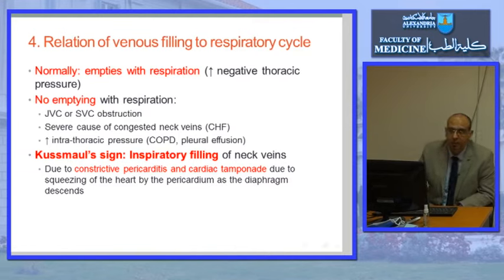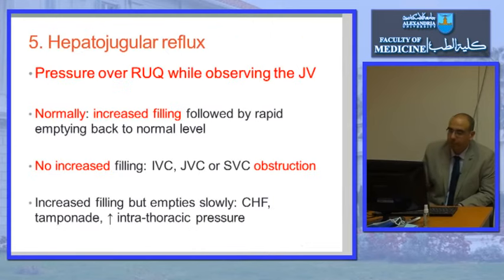This is a normal finding, but if I find that there is no emptying of neck veins during respiration, I should think of obstruction or severe cause in congestive heart failure or COPD or pleural effusion. But if I find that during inspiration there is filling, so inspiratory filling, while the patient is taking inspiration, the neck veins become filled or congested, it is called Kussmaul sign. It is present in constrictive pericarditis and cardiac tamponade. So normally with inspiration there is emptying of neck veins.